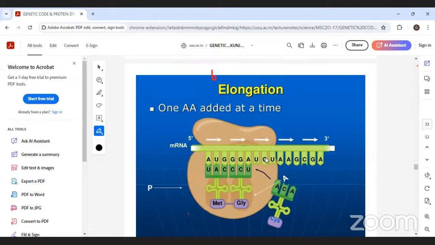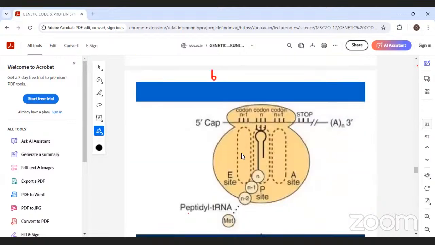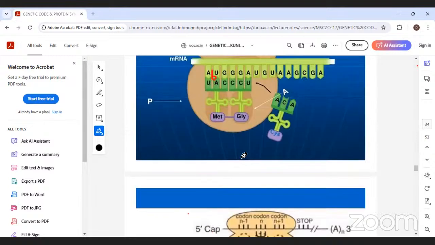See in the picture, this is the ribosome. This part is mRNA. This is a tRNA. How does it attach? One is added at a time, one at a time. The elongation process. See this one.